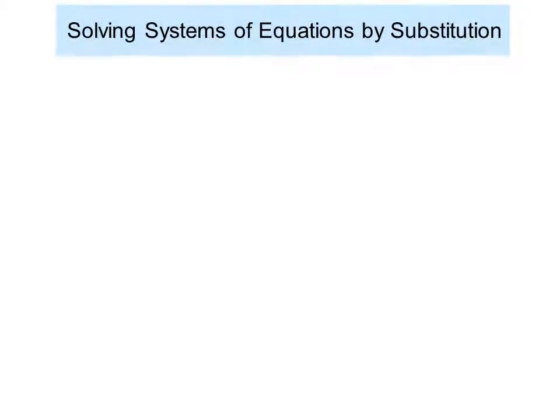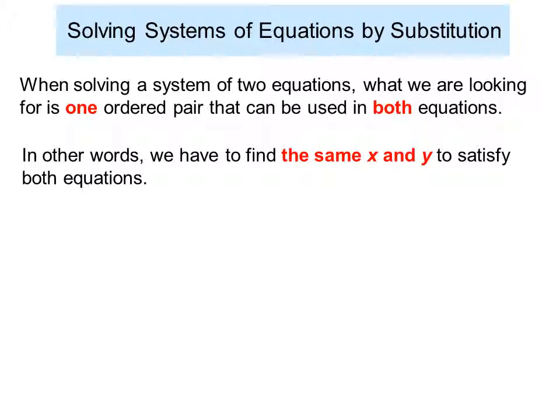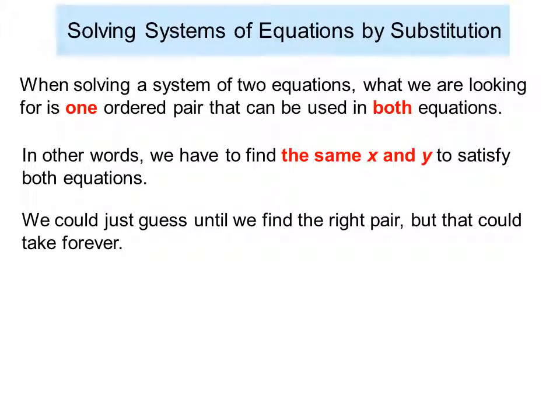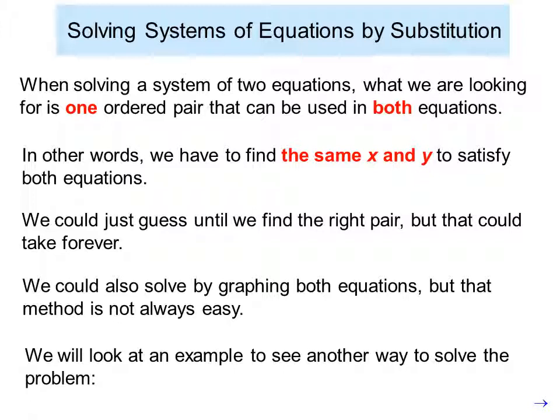Solving systems of equations by substitution. When solving a system of two equations, what we're looking for is one ordered pair that can be used in both equations. In other words, we have to find the same x and y to satisfy both equations. We could just guess until we find the right pair, but that could take forever. We could also solve by graphing both equations, but that method is not always easy. We will look at an example to see another way to solve the problem.